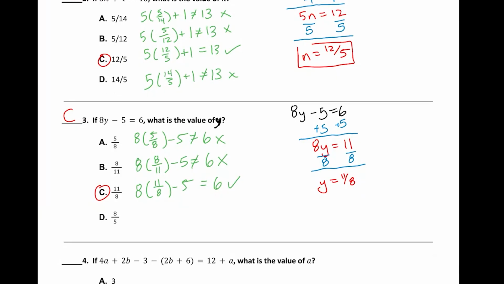And then part D, we've got 8 times 8/5. Again, we're going to end up with a fraction here. That's going to be 64 over 5. So there's no way we're going to be able to get that to equal 6.